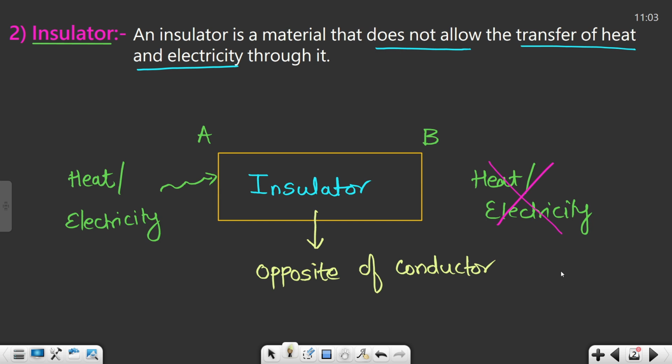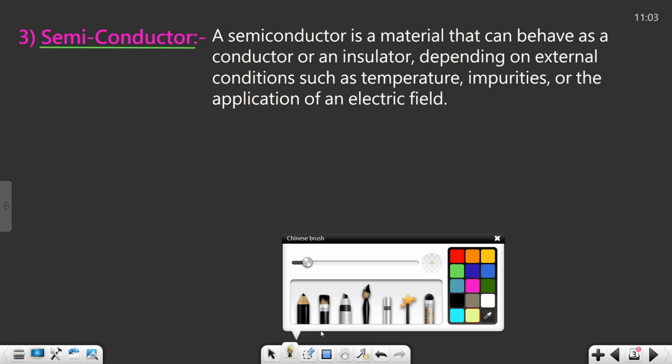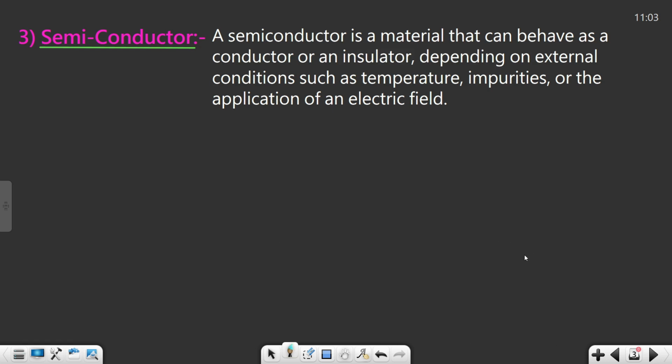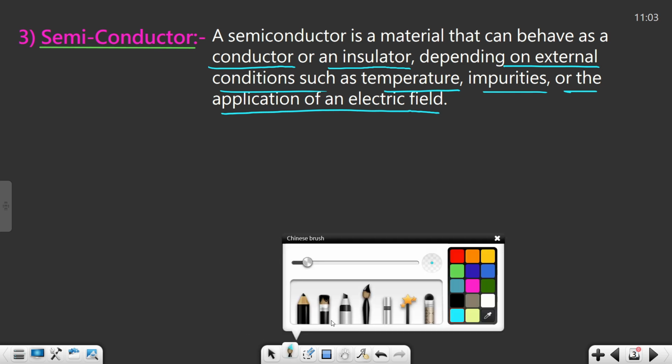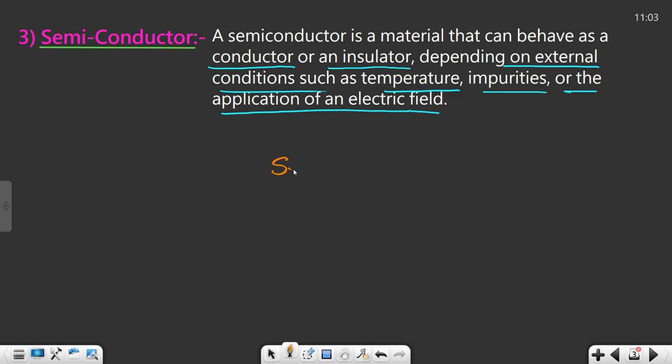Now, what exactly is a semiconductor? Let's read out its definition and we will try to reduce a few things. A semiconductor is a material that can behave as a conductor or as an insulator depending on external conditions such as temperature, impurities, or the application of an electric field. Let's not go into that detail. We will just try to understand what exactly a semiconductor is based upon this definition. So I'll just write over here, semiconductor.